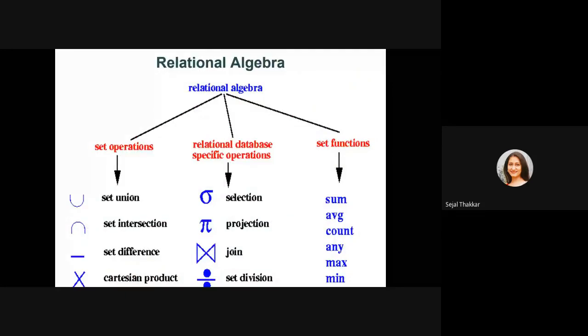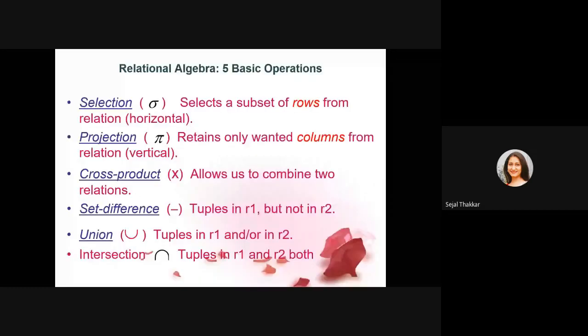Relational algebra consists of various operations. There are set operations, there are some relational database specific operations, there are some set functions. The set operations are union, intersection, set difference, and Cartesian product. In a relational database, the operations are selection, projection, join, and set division. Set functions are sum, average, mean, max, count, and all these things, right? The 5 basic operations of relational algebra are selection, projection, cross product, set difference, and union.